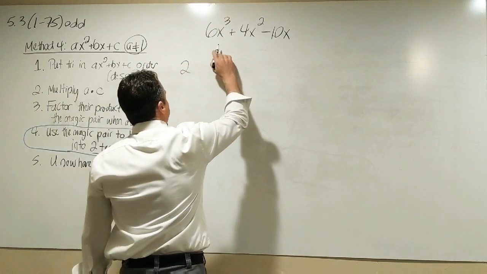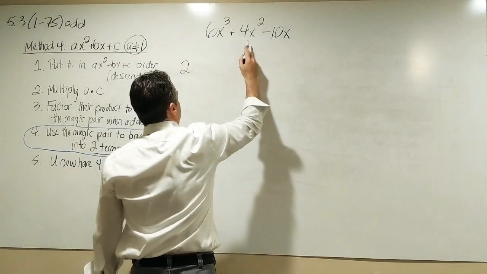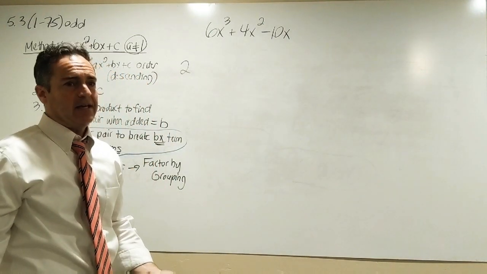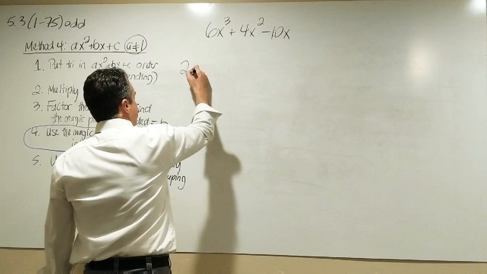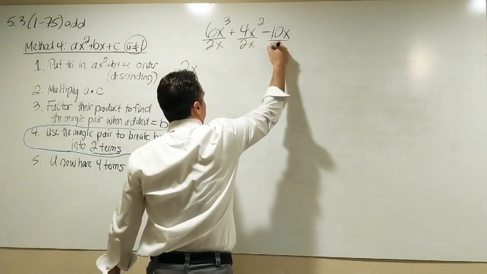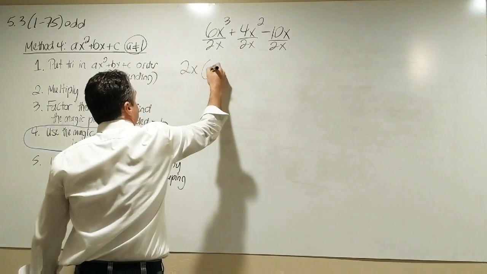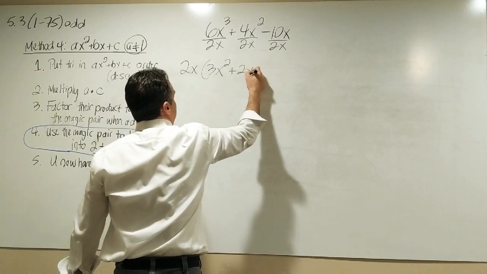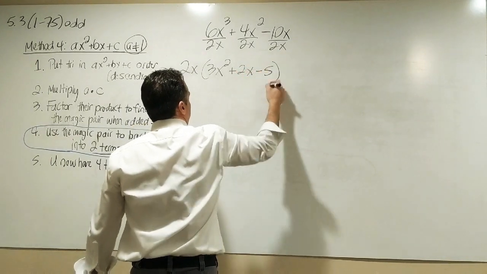Is there a common factor amongst the variables? X to the third, x squared, x. Yes, they all have an x, and the lowest degree of that common variable is x. So we got to put this over 2x, this over 2x, and this over 2x. And we get 3x squared plus 2x minus 5, okay?